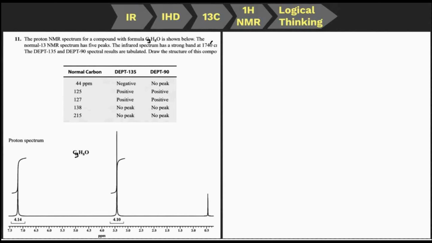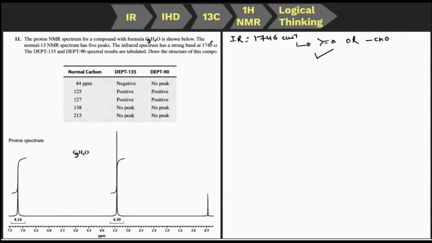Okay, so let's solve this problem step by step. First look at the IR value. The IR value is 1746 per centimeter. This indicates that the compound may have a ketone or aldehyde group. But if you see the 1H NMR, there is no aldehyde proton. It means the compound has a ketone group.